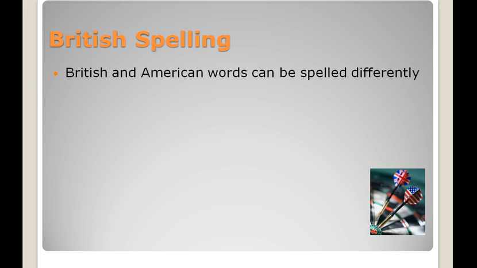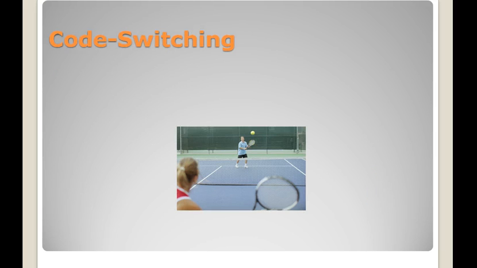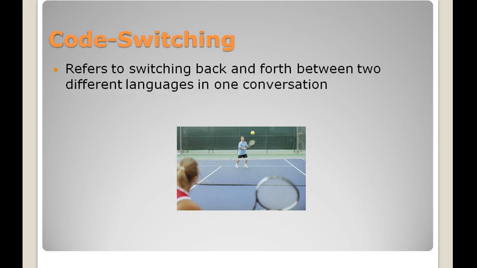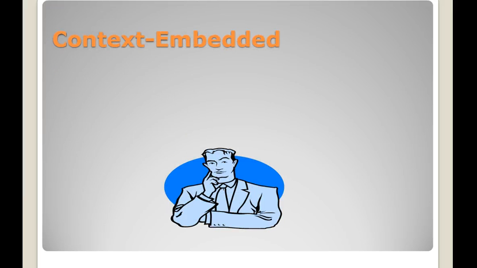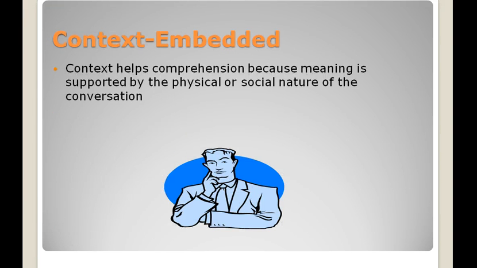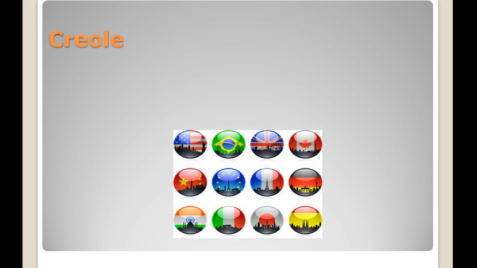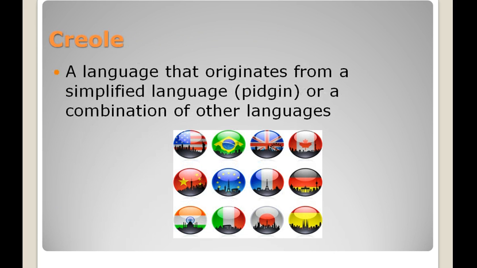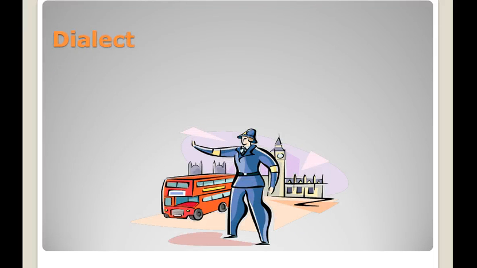British spelling. Many British and American words can be spelled differently. Code switching refers to switching back and forth between two different languages in one conversation. Context embedded. Context helps comprehension because meaning is supported by the physical or social nature of the conversation. Creole refers to a language that originates from a simplified language or pidgin, or a combination of other languages.